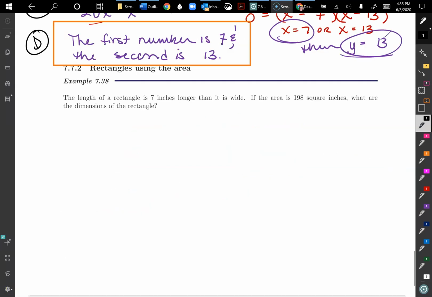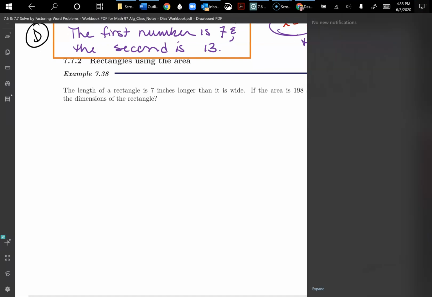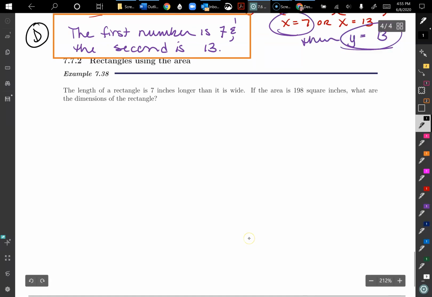Okay, last one here for this chapter, and it's been a long chapter, but you guys are doing great. So here we have example 7.38. The length of a rectangle is 7 inches longer than it is wide. If the area is 198 square inches, what are the dimensions of the rectangle?